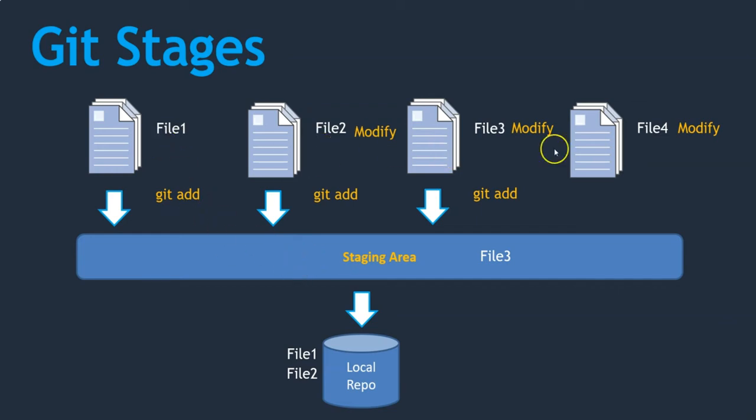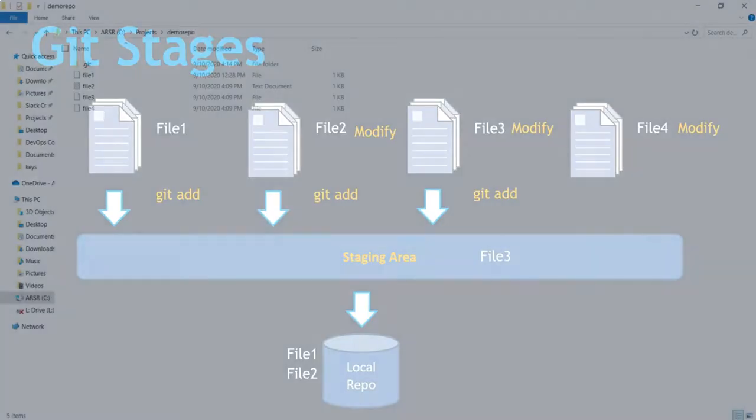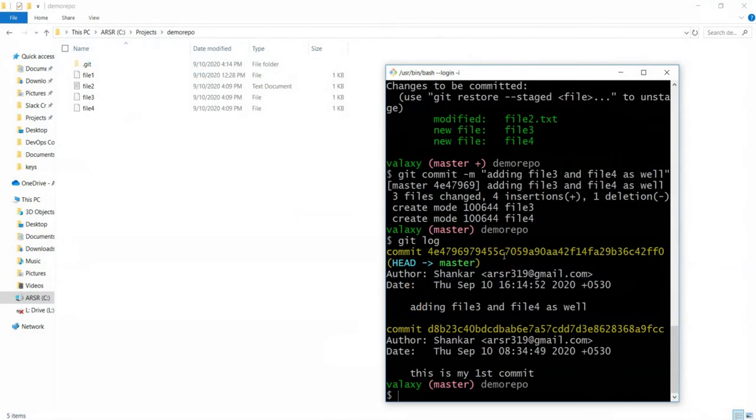We have 4 files in our working directory. We'll modify and send a couple of files into the staging area. Then again we'll modify and see the comparisons. Anyway, I'm going to show you with an example how we can do that. So this is my Git repository. So far we have 4 files over here.